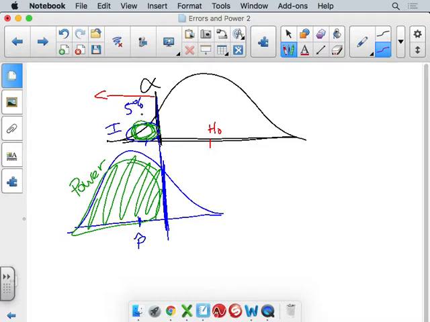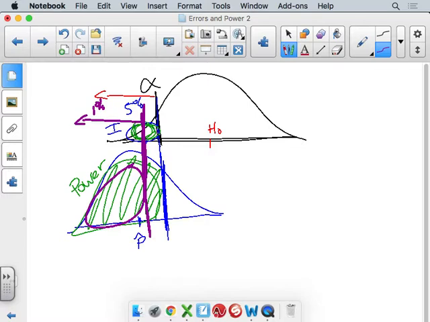Okay, so what if I wanted to make this alpha smaller? Let's say I wanted to make the alpha 1%, because I don't want to send innocent people to jail. What just happened to our chunk of power? Our power just went down because our alpha went down.